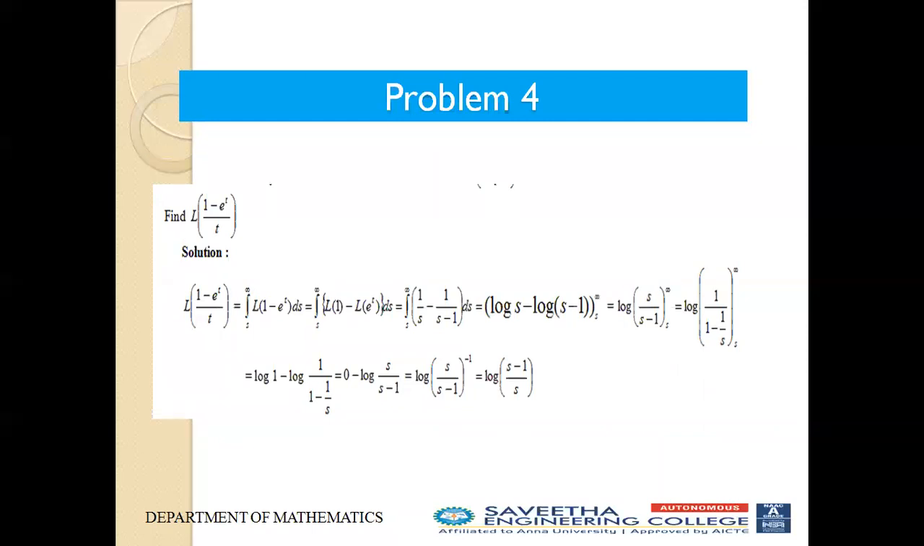It's enough to find the Laplace transform only for the numerator. So L of (1 minus e^t) ds. We know that L of 1 is 1 by s and L of e^t is 1 by s minus 1. We have to integrate in the interval s to infinity. ds by s becomes log s, and ds by s minus 1 becomes log of s minus 1, in the interval s to infinity.